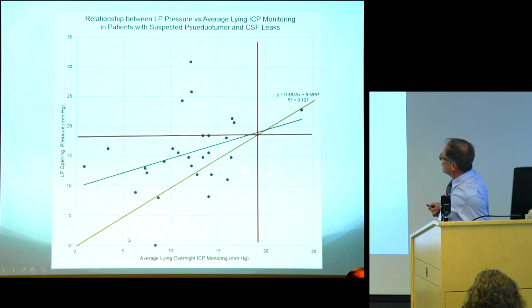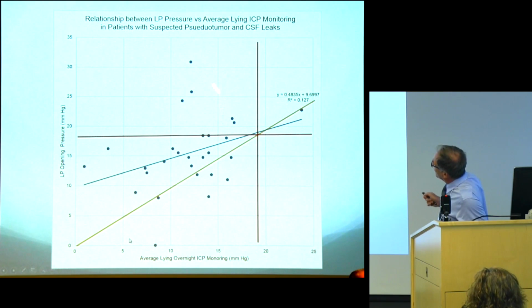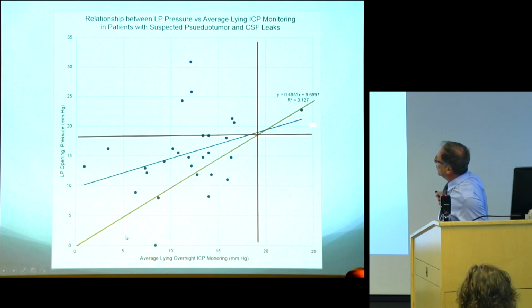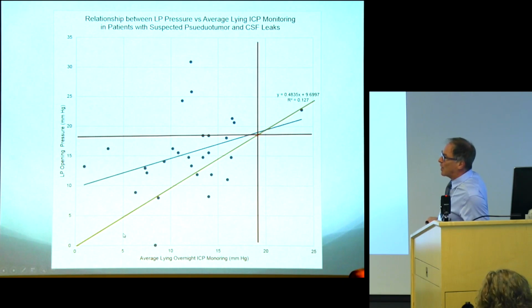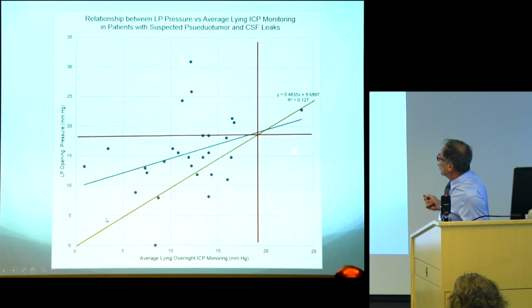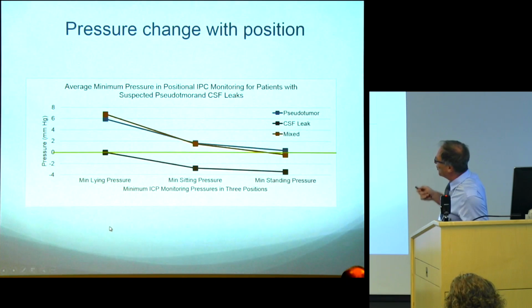And if you draw the lines of normality, this being conservative at 25 centimeters of water, you'll find that there are 6 patients that would have been called abnormal based on the LP, but only 1 patient was confirmed on the ICP monitoring. So there would be a good proportion of patients that would be considered abnormal and possibly operated on because of the LP pressures alone.